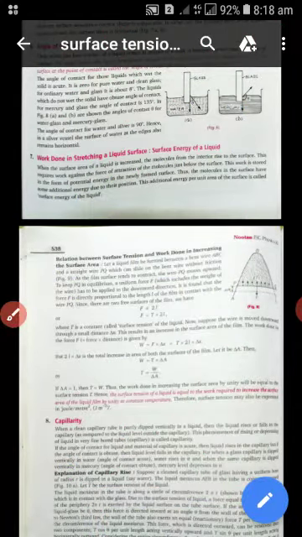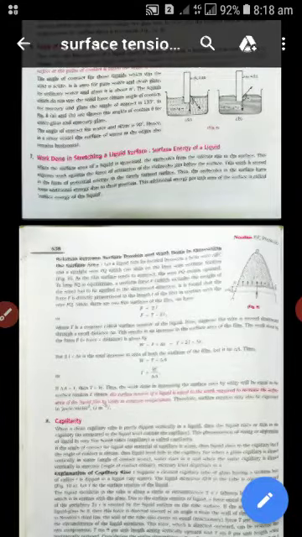Next question, pause the video and write it down in your copy, and prepare surface tension.